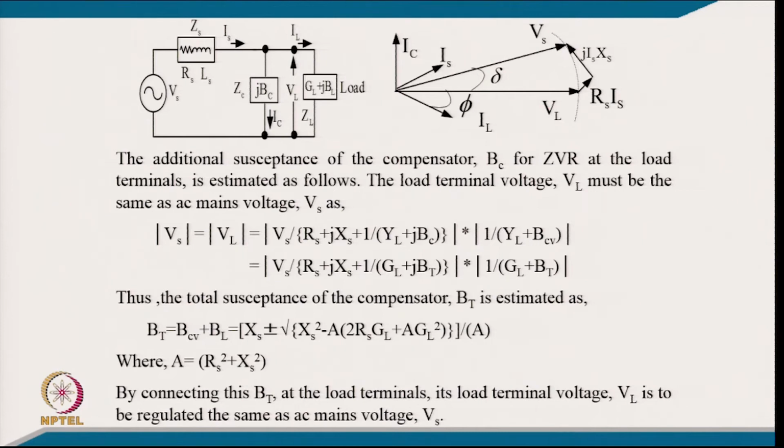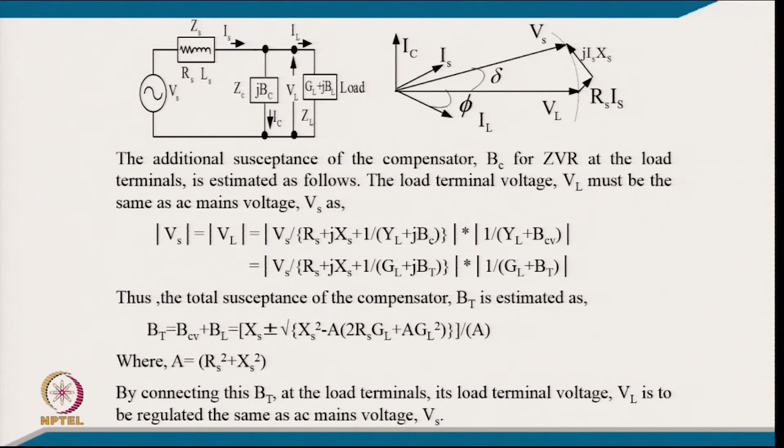So, VL will change, not the Vs. Vs is constant. So, VL will be accordingly changing and coming on this arc. That is possible. For this we will need a little more reactive power compared to the power factor correction, because we have to compensate the drop of impedance.